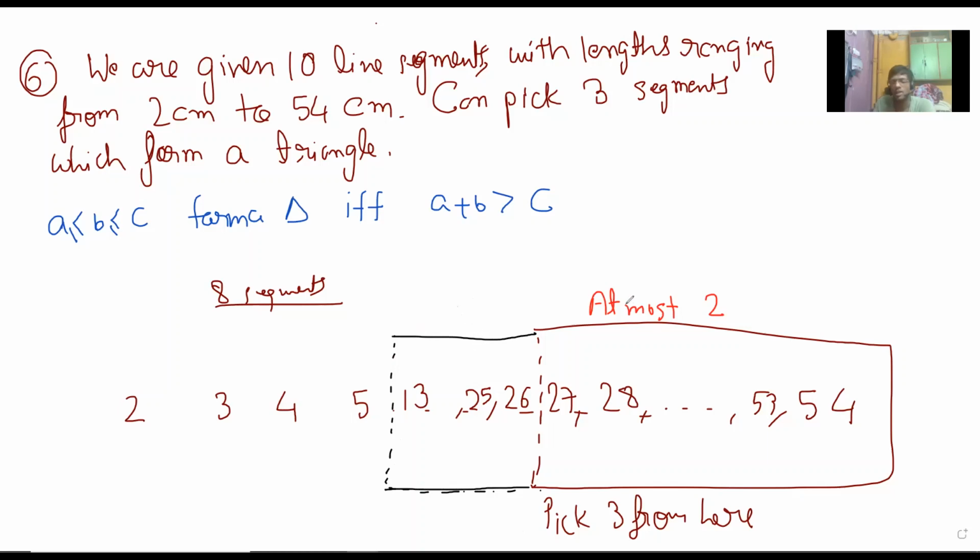This is how I thought in the beginning, because I don't know how to make the pigeons or the cages. So I was just trying, okay, the end part, I cannot. I'm trying to avoid making a triangle. So in that portion, I will end up making a triangle. So I will only pick two to avoid making a triangle, and so on.